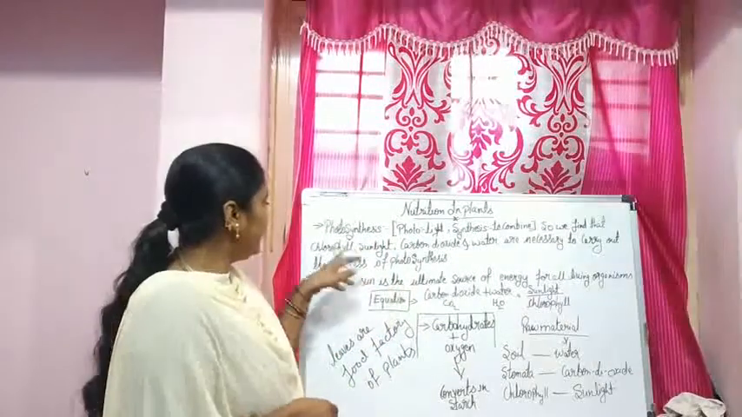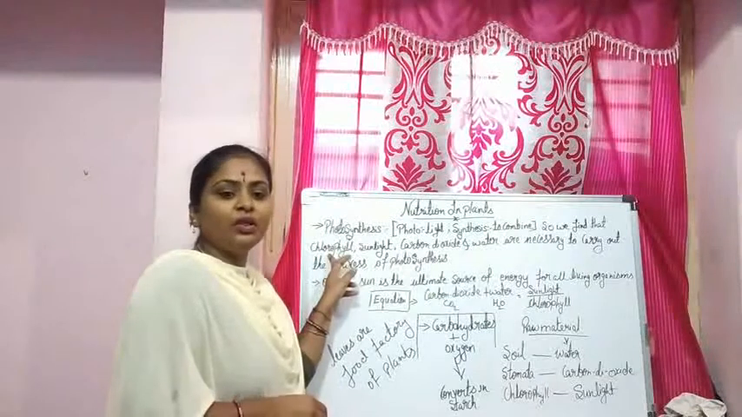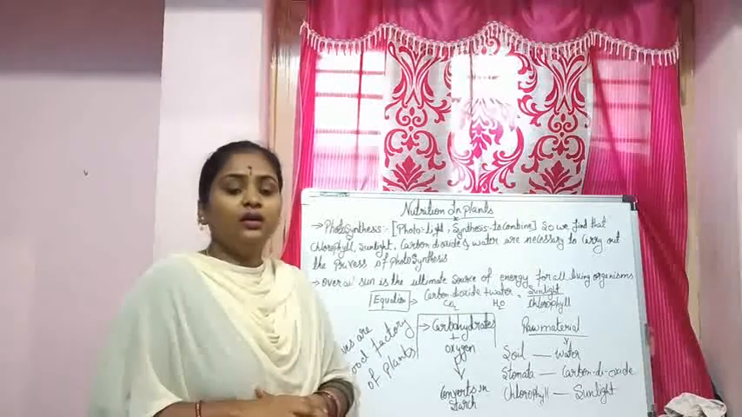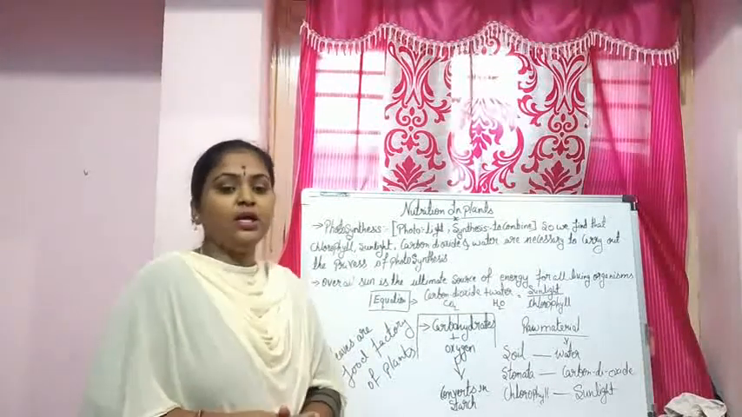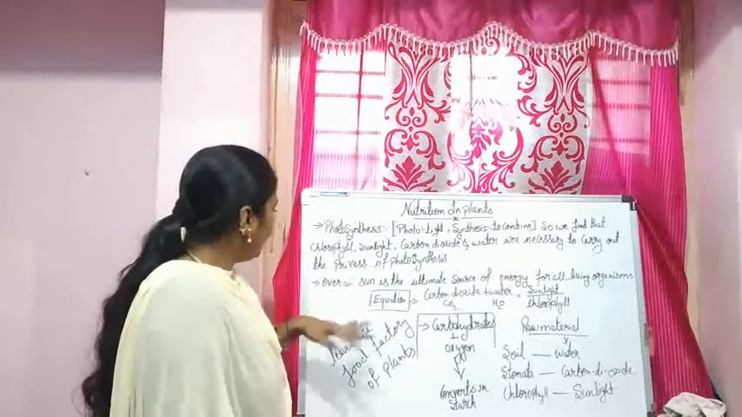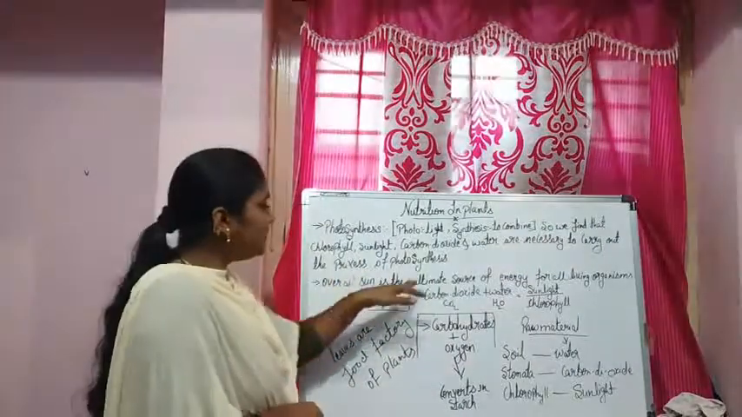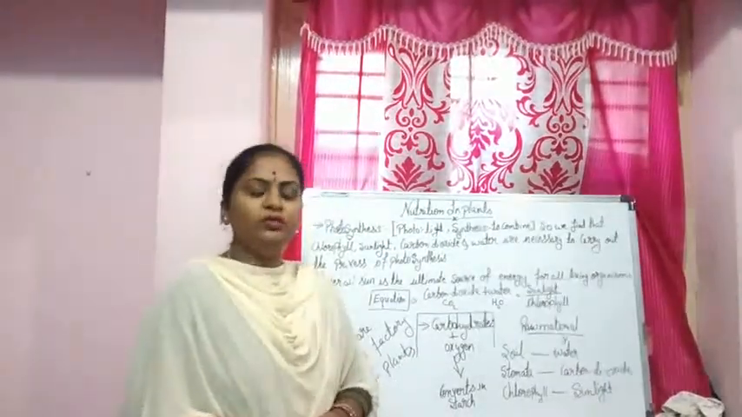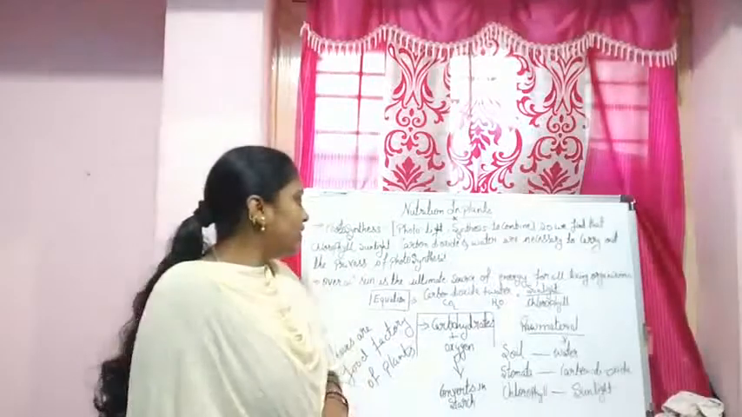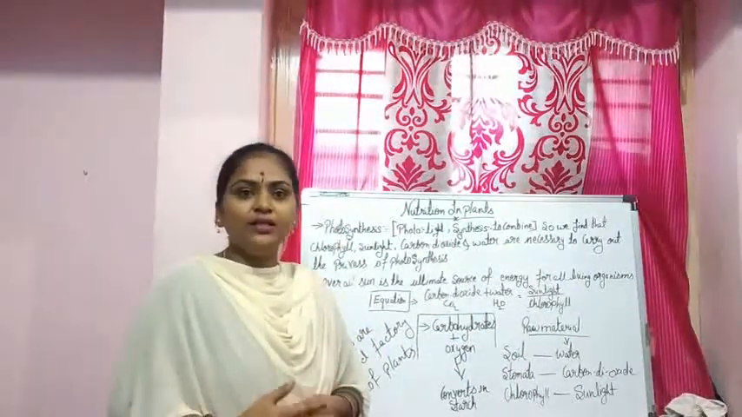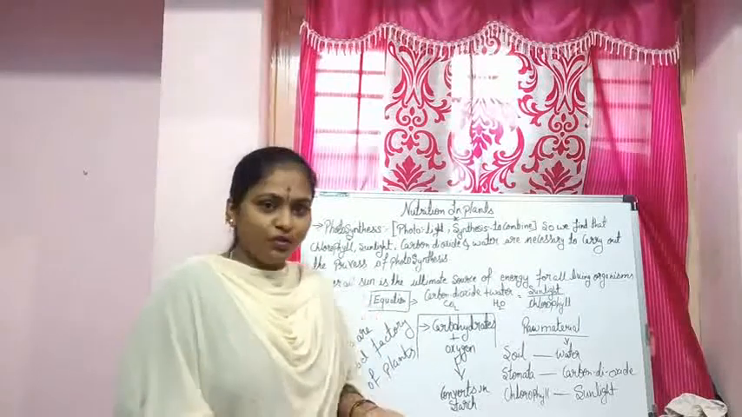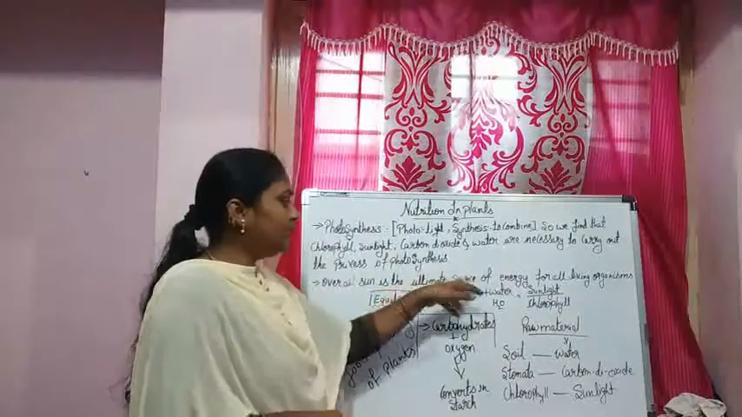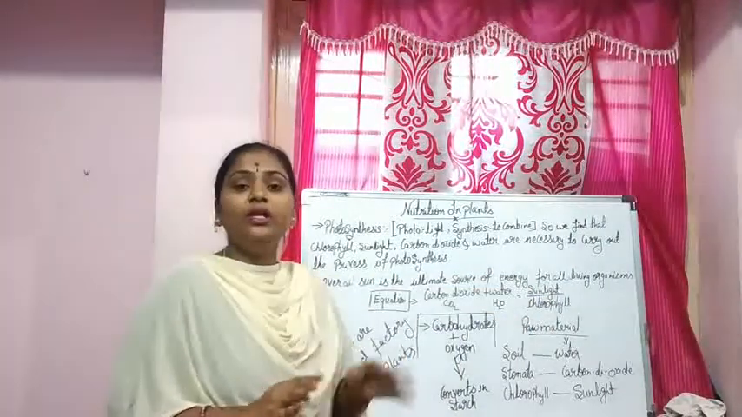First one is chlorophyll. Chlorophyll means the green pigment present in the leaves. So overall, the sun is the ultimate source of energy for all living organisms. Even we people, we animals also, we are dependent upon the sunlight. Without the sunlight, there is no photosynthesis. When there is no photosynthesis, we will not get the oxygen. So overall, the sun is the ultimate source of energy for every living organism.